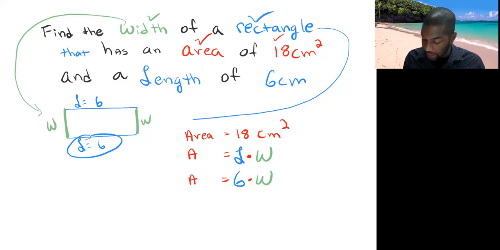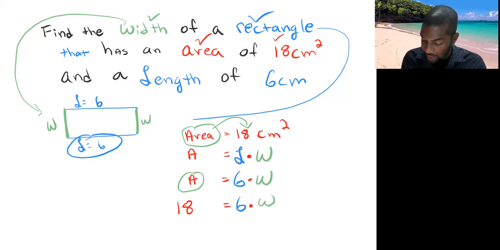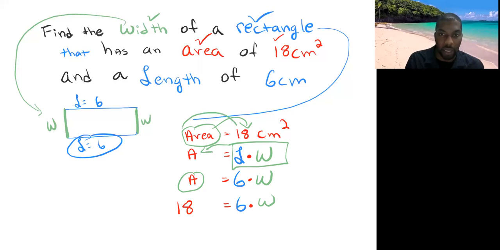But I also know that the area A is 18 centimeters. So if the area A is 18 centimeters, I know I can replace this area A here with what it actually is, which is 18. But I don't really need to write the units right now. All I need to write is 18 is equal to 6 times W. Because eventually, length times width will become area, and the area for this rectangle is 18 centimeters.